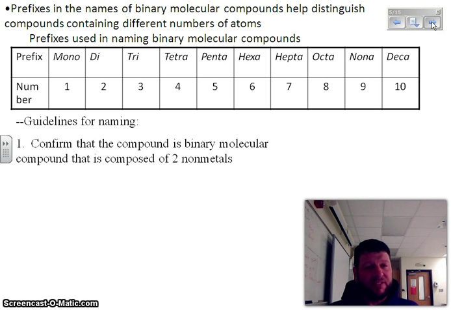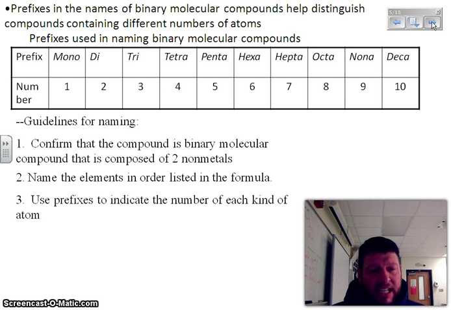Okay? Guidelines for naming molecular compounds include, number 1, confirm that the compound is actually a binary molecular compound being composed of 2 nonmetals. That is your first step in any naming process, is to determine what type of bond is taking place. If it is an ionic bond, remember it is a metal bonding with a nonmetal. We do not use prefixes in ionic compounds. The only time we use prefixes is if it is a molecular compound, which are 2 nonmetals.